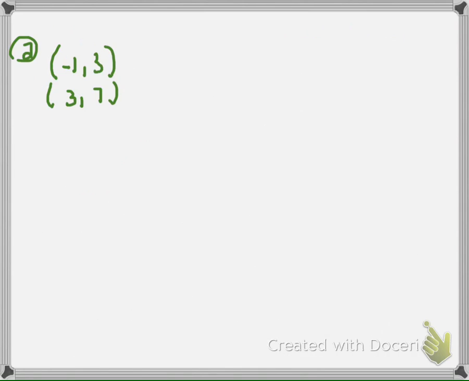Number 2, copy down the points -1, 3 and 3, 7. Remember, give it a try yourself first, so turn off the video now and give it a try. You need to find M and you need to find B, just like always. All right, change in y from 3 to 7 is 4. Change in x from -1 to 3 is 4.